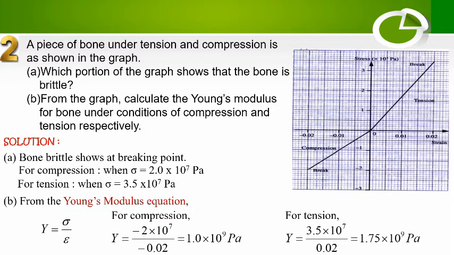For question 2b, from the graph, calculate the Young modulus for bone under condition of compression and tension respectively. So, to calculate the Young modulus, we use the Young modulus equation, which is equal to stress over strain, and we substitute the values of stress and strain for compression, and same thing for the tension. Because of that, we get the Young modulus for compression is 1 times 10 power of 9 Pascal, and for the tension, it is equal to 1.75 times 10 power of 9 Pascal.